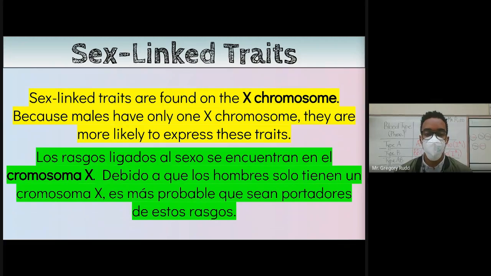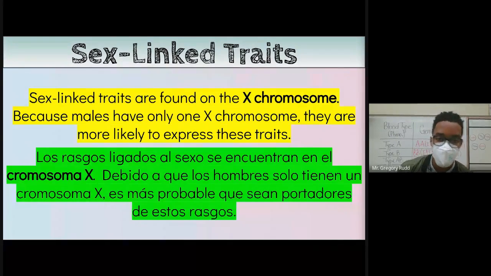But I do want you to write down what you're seeing today that's highlighted in yellow, or in green if your preferred language is Spanish. Sex-linked traits are found on the X chromosome. Because males only have 1 X chromosome, they are more likely to express these traits.